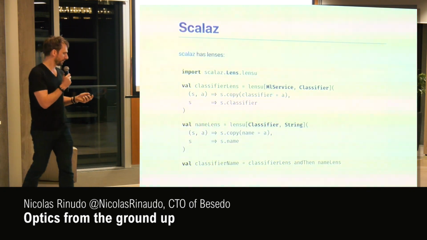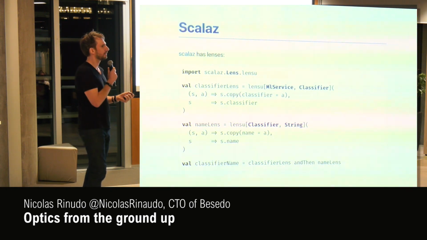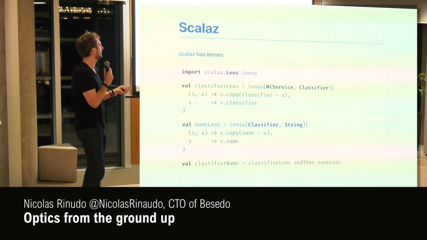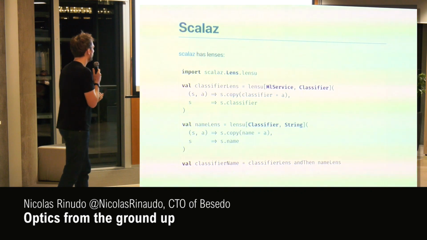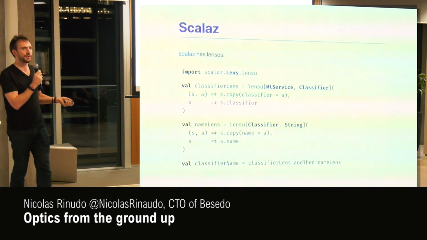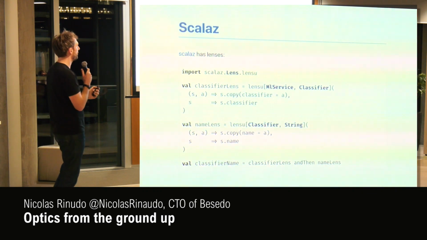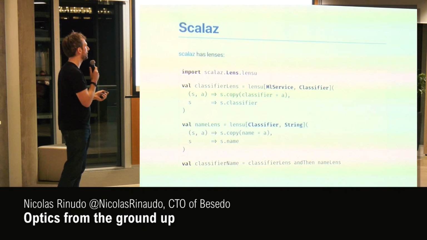Scalaz has lenses. They're called Lens. Not quite sure why. Just a thing. And they're pretty crappy, really. They're basically what we've done so far, but that's all they have. They have lenses. They do not have prisms. They do not have optionals, just lenses. And you have to write all this code by hand.